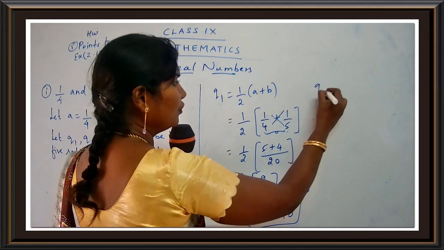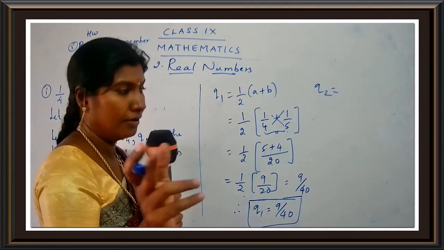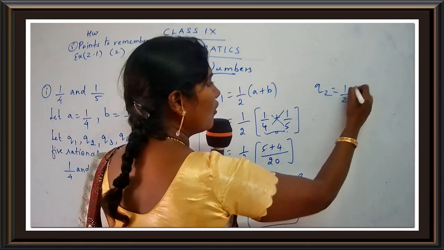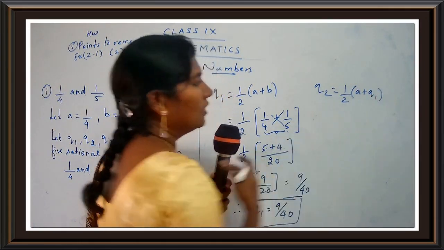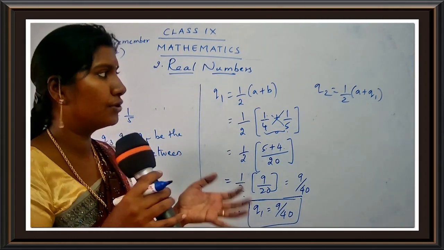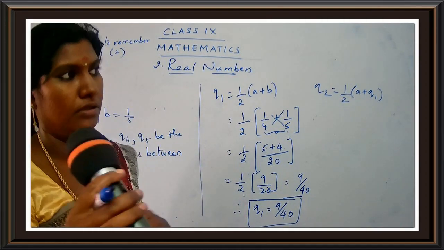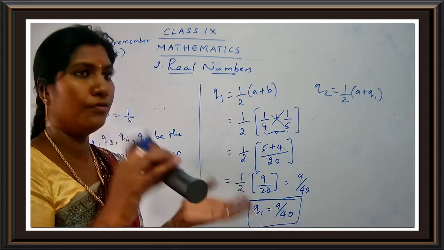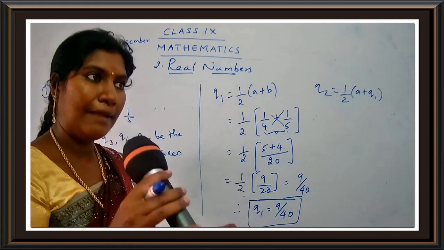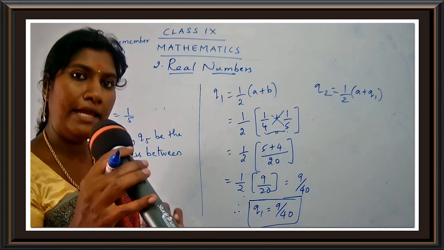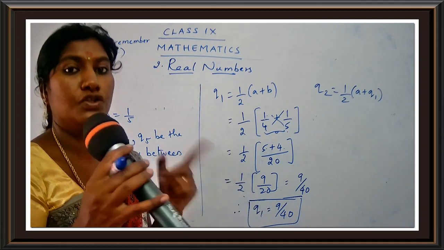Okay, let us go for Q2. Q2 will be, now a very easy thing here, half of A plus Q1. When you go for Q3, you should write half of A plus Q2. For Q4, half of A plus Q3. For Q5, half of A plus Q4.